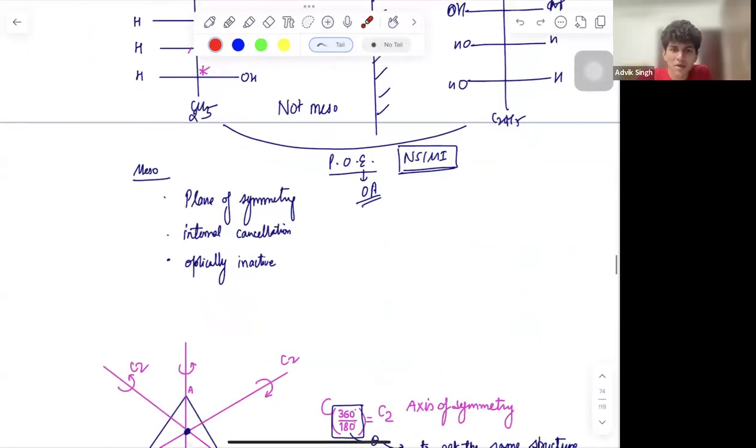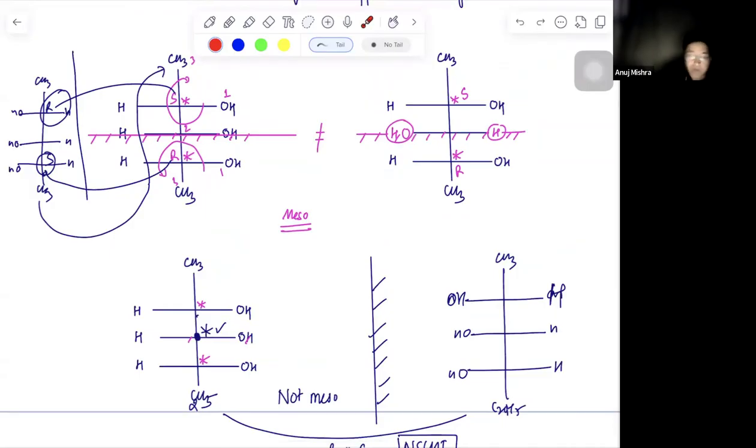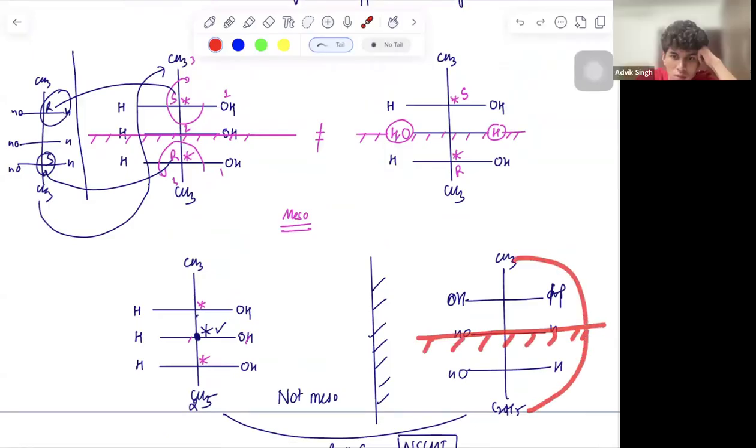But the mirror image is correct only, right? So, isn't it based on the mirror image? Yeah, so mirror image is there, that's correct. But having said that, there is internal plane of symmetry. Is it available? Do we have this? No. So it can't be meso. Fine.